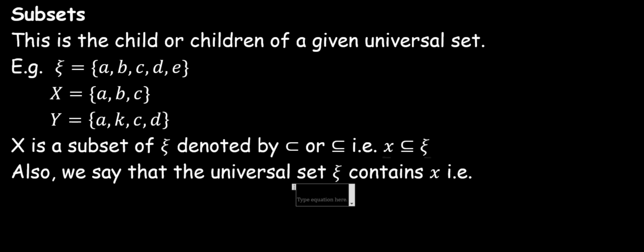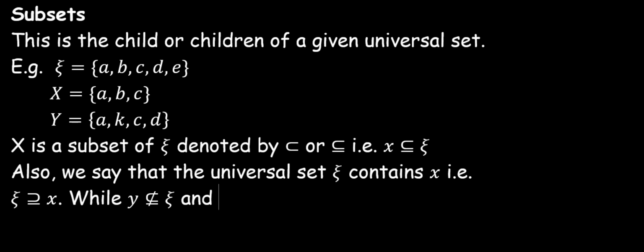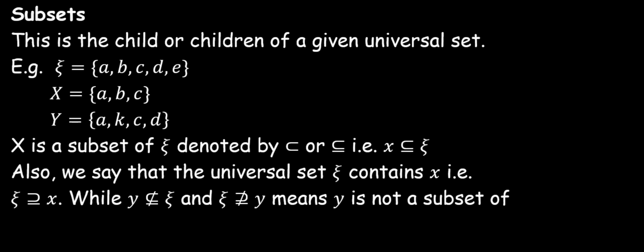Also, we say that the universal set contains X. That is, we now write the universal set, then the inverted symbol, then we put X. That is, we say the universal set contains X. Y is not a subset of the universal set, and the universal set does not contain Y, which means Y is not a subset of the universal set and the universal set does not contain Y, respectively.